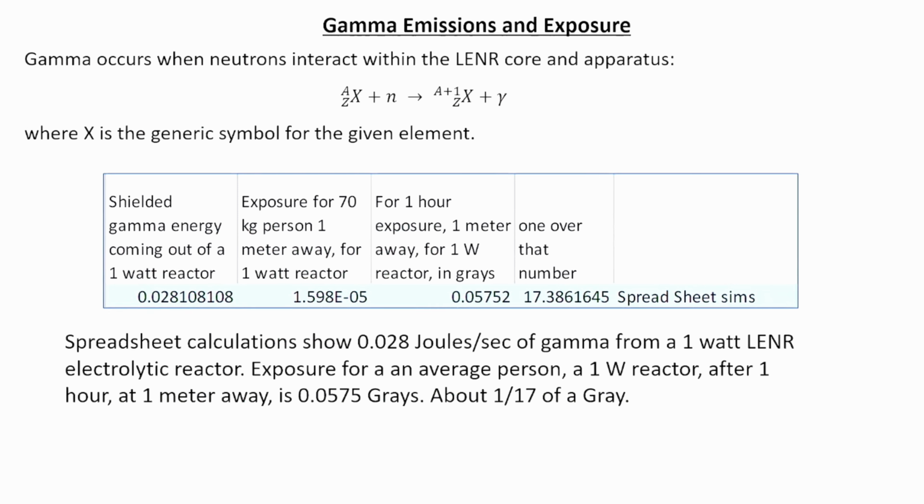Let's look at gamma exposure. For the spreadsheet calculations, I calculated you're going to get about 1/17 of a gray for an average man standing next to a 1-watt reactor 1 meter away for 1 hour.